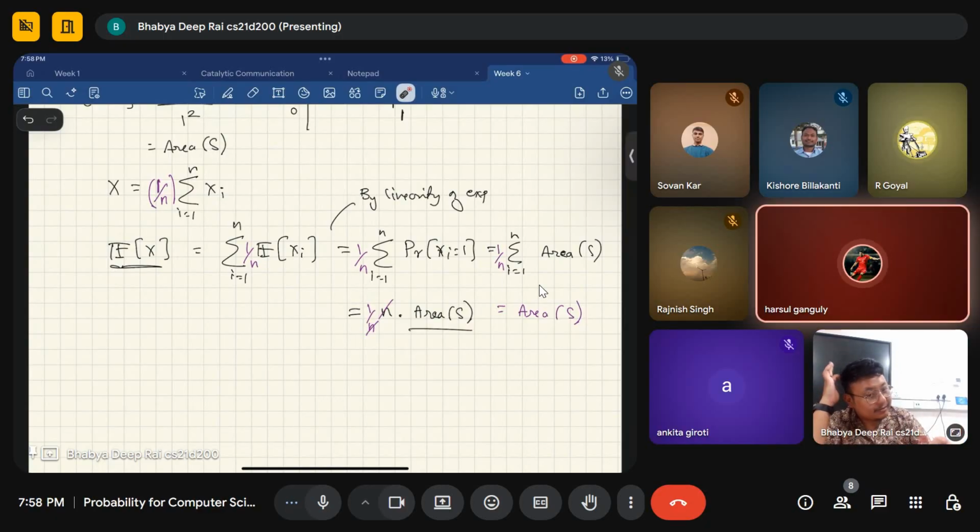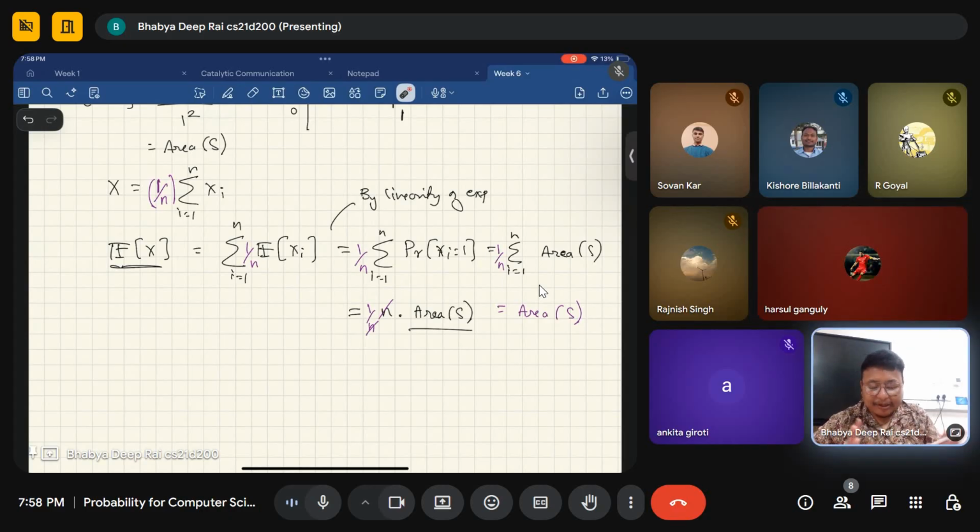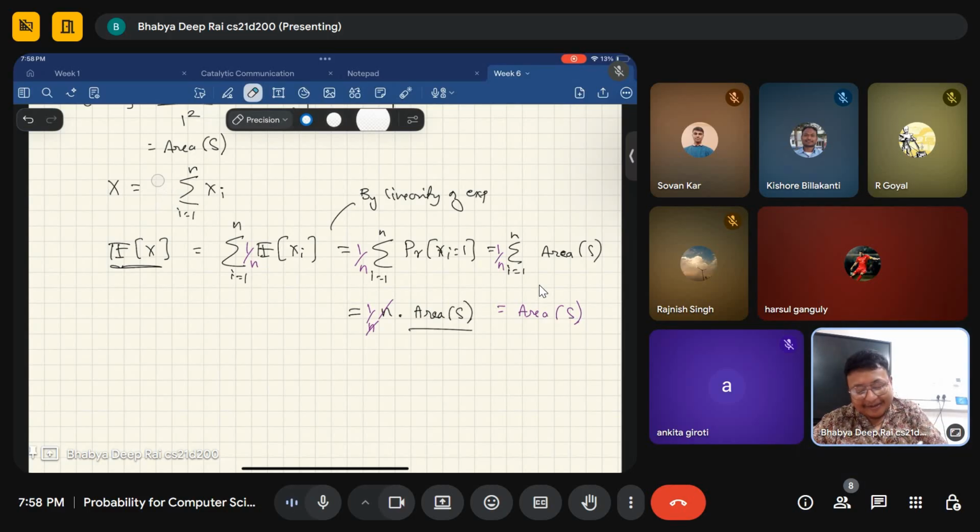Sir, why do we have this 1 by n term? Yeah, exactly, Harshul. We need not have this 1 by n term. This is confusing, right? So let's not have it. No problem. Okay, I'll explain why we have it also. Don't worry.